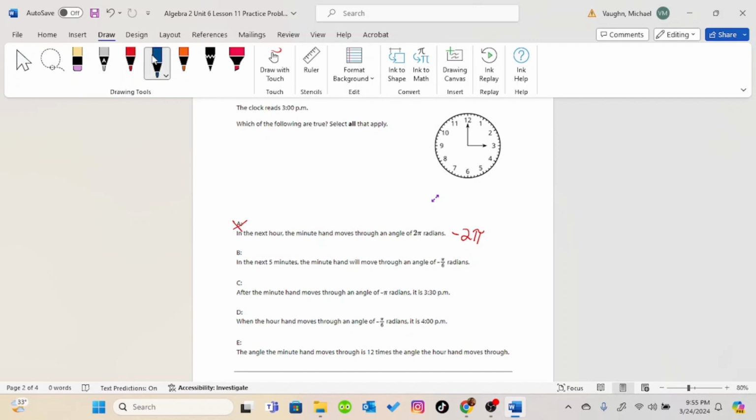Choice B. In the next 5 minutes, the minute hand will move through an angle of negative pi over 6 radians. So it will move from this point at 12 over to this point at 1, and that is negative pi over 6. It is 1/6 of a half circle, and a half circle is pi. So B is a correct choice.